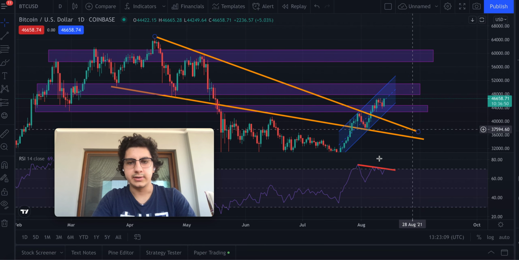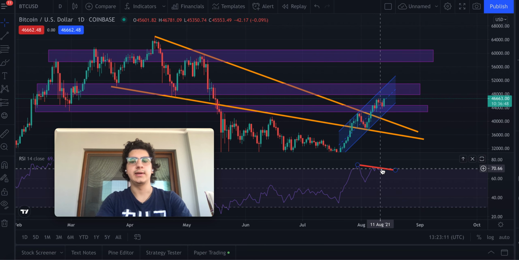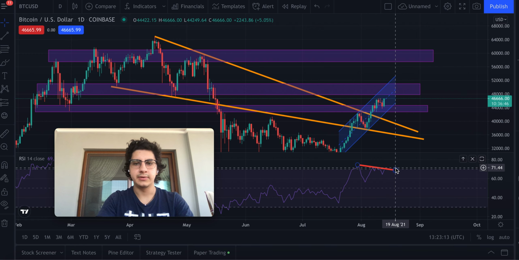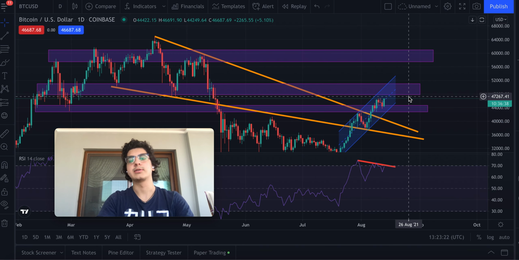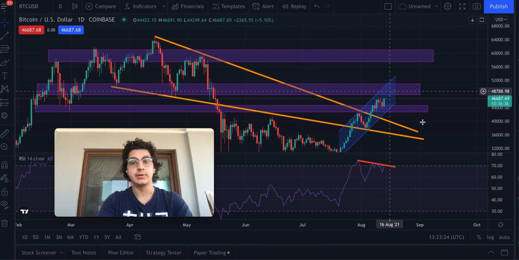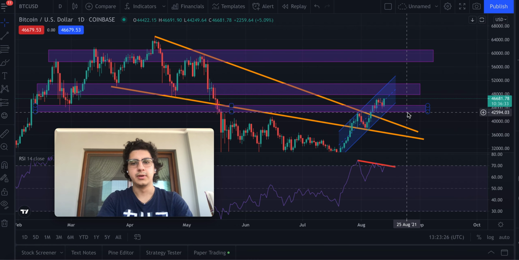There's one more thing that I wanted to mention, that there is a bearish divergence. The relative strength index is slowing down, getting lower and lower while the price is going higher and higher, which is generally an indicator that the price might fall in the short term. But let's see how things play out.